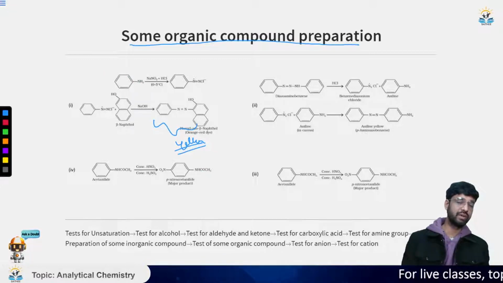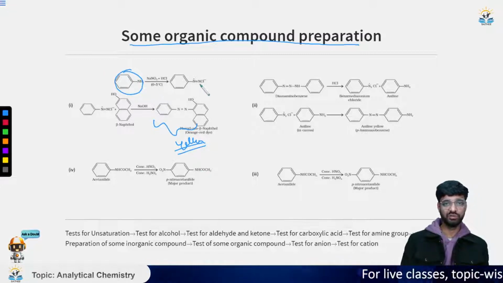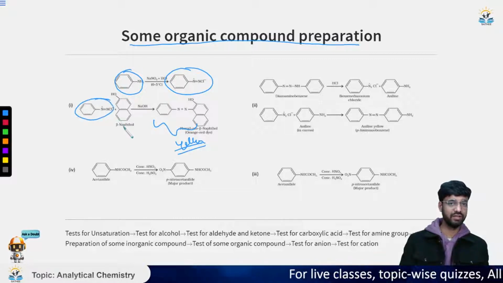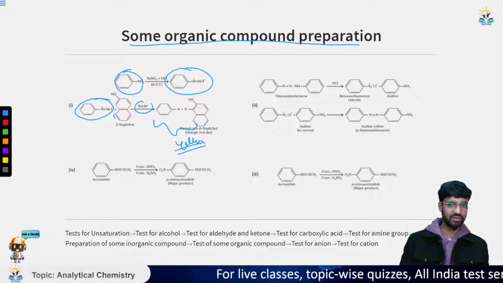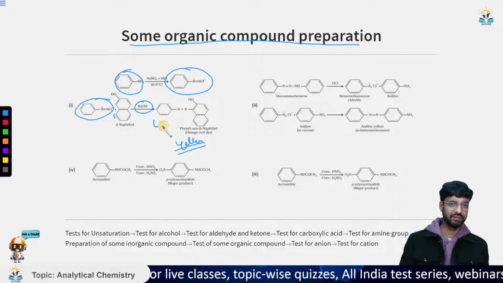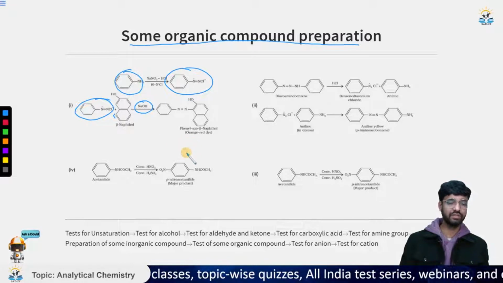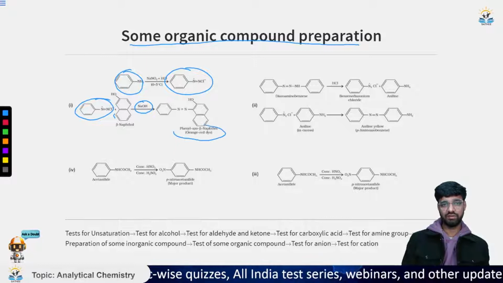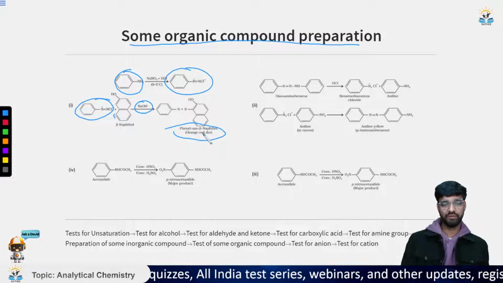So we treat the aniline with NaNO2 and HCl. Again, it leads to the formation of our diazonium salt. Then we treat this diazonium chloride with beta naphthol in the presence of NaOH. Then we get this orange red dye here. Okay, so this is about the organic compound which is having phenol azo beta naphthol.